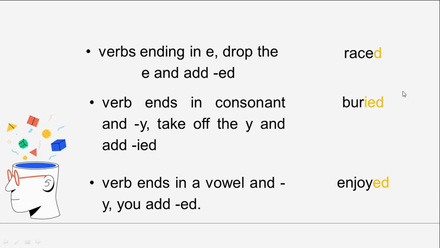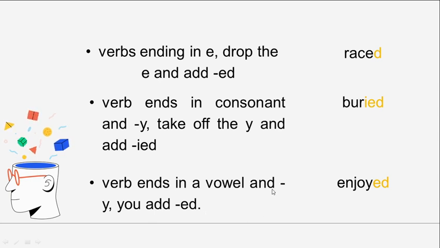For example, buried. The word bury ends with the letter Y and it is preceded by a consonant letter, which is R. So in that case, we need to change Y to I and add ED: buried. Next, if the verb ends in a vowel and Y, you need to add ED.